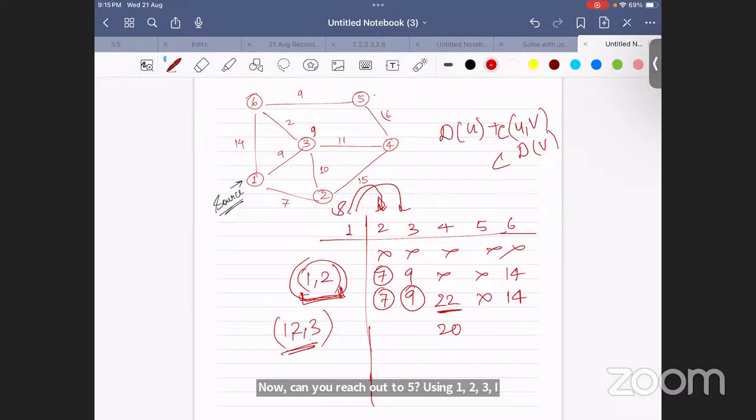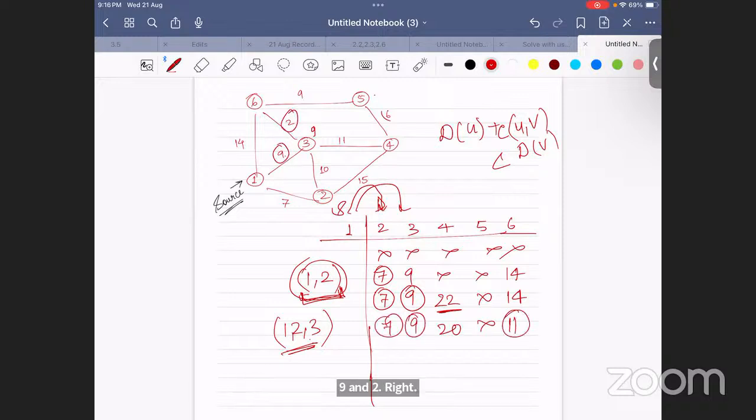How will we reach it, sir? No, you can't reach it. Okay, 6, can you reach? Yes, with the new shortest path, 1 to 3 and then 3 to 6, we can reach it now with 9 and 2, right? So this is with 11. So 7 was done, 9 was done. Now which one is better? The 11 one. So now you have the minimum weight from 1 to 6 also.